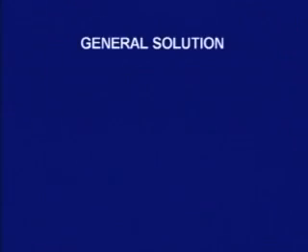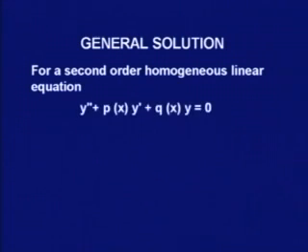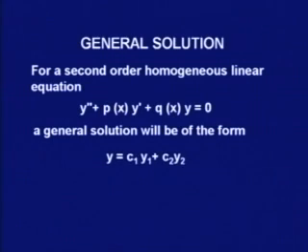From here we just come to the general solution. For a second order homogeneous linear equation, the equation is again the same in the standard form, y double dash plus p x y dash plus q x y is equal to 0. A general solution will be of the form C1 y1 plus C2 y2, where y1 and y2 are two solutions of this given homogeneous equation, and C1 and C2 are any constants.